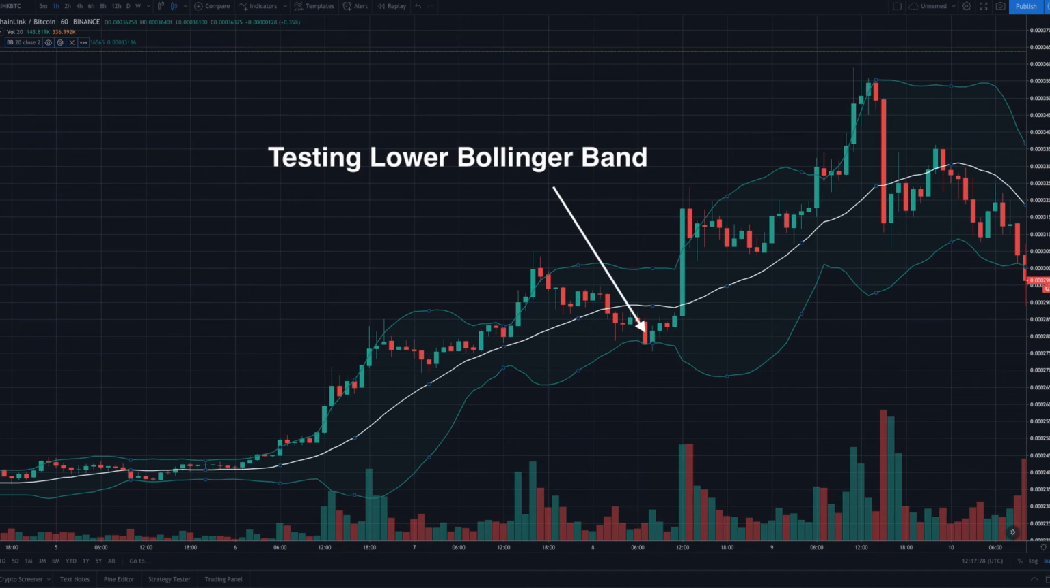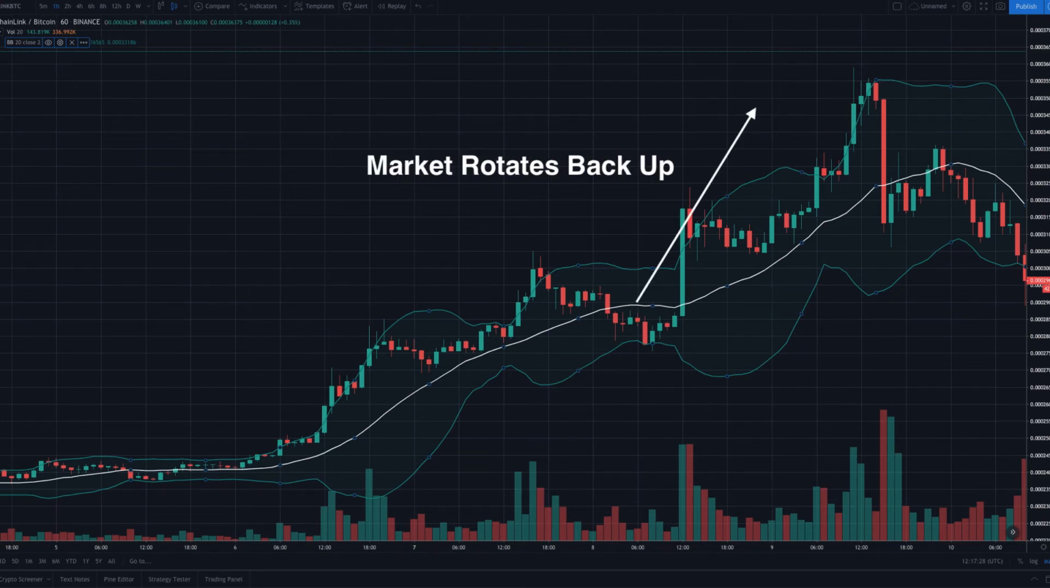Looking at this chart now, we could argue that Link has slipped below that 20-day moving average, and we've come down to almost test that lower Bollinger Band. Maybe one approach here would be to look at being a buyer as we are at the lower extreme. And we have some support back here with that lower Bollinger Band. And we're looking for the market to maybe rotate back up to the top of the Bollinger Band. So there you go. That's how they look on a real chart.